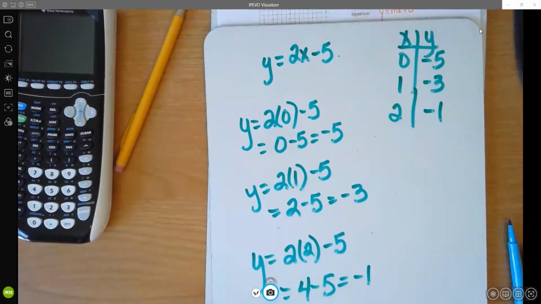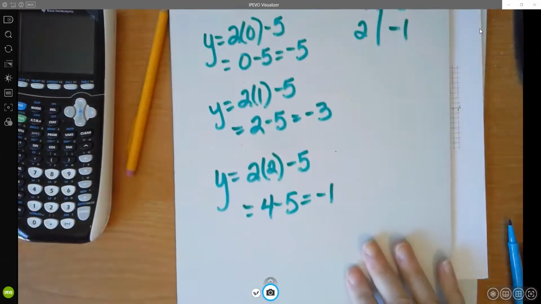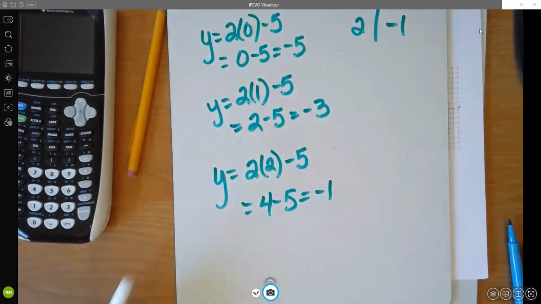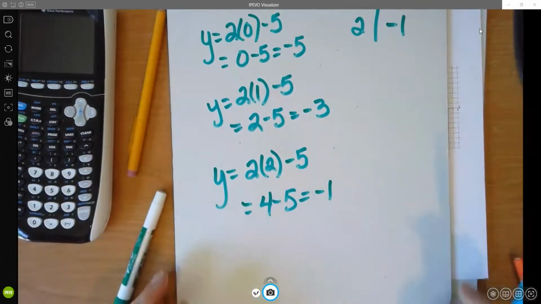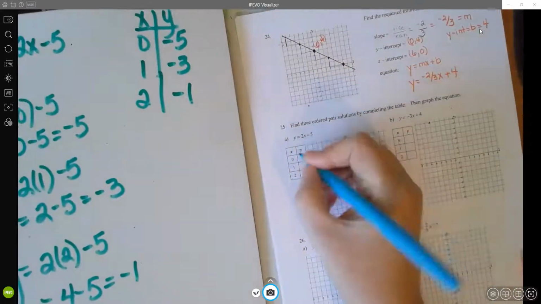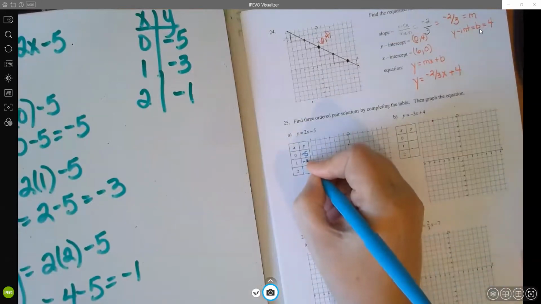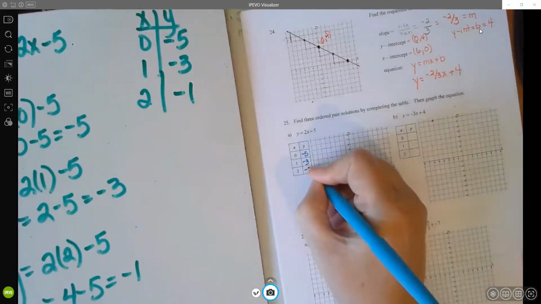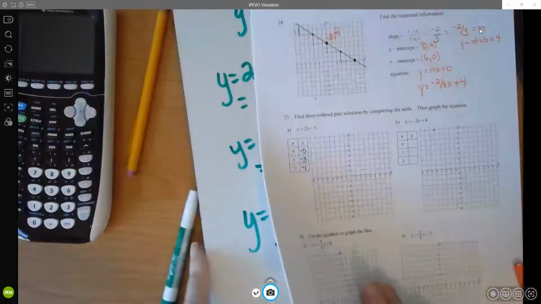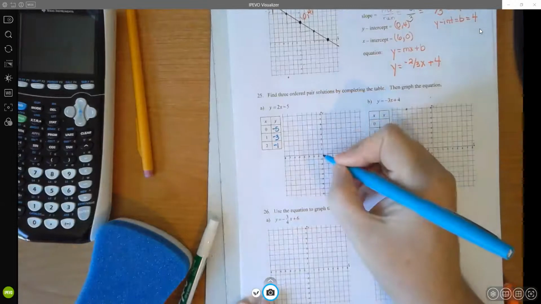And there's 3 points. I wanted to be able to show that work, and I didn't want to have to scrunch up that work so you couldn't see it. So now I'm going to come back over here and say 0 gave me negative 5, 1 gives me negative 3, 2 gives me negative 1, and then I'm going to graph those points. Let me erase this.